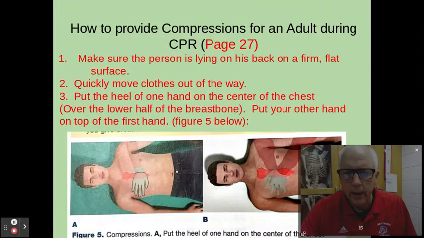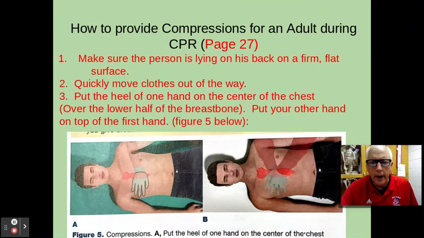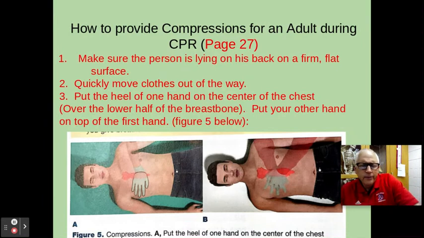Here's the deal. Okay. So we got them on their back. That's first thing. Okay. Quickly moving any clothes out of the way. You don't have to have a bare chest like the video shows there. If they have a shirt on, it's fine. Chest compressions will work. If they got a big bulky coat on, then you probably want to take that off.